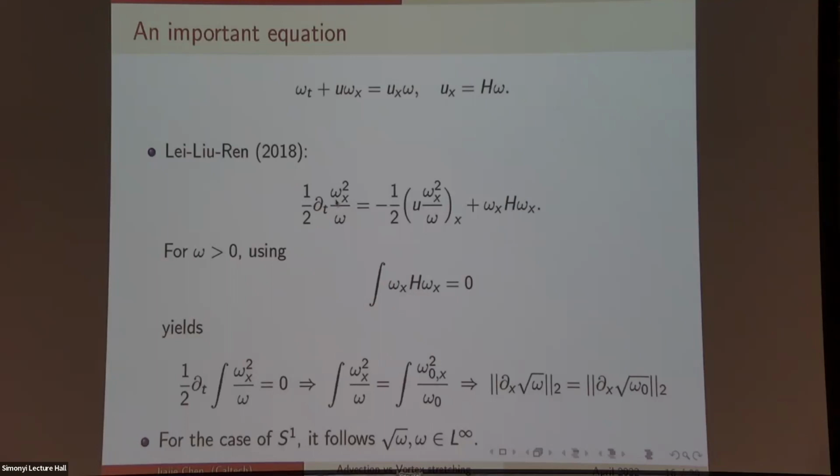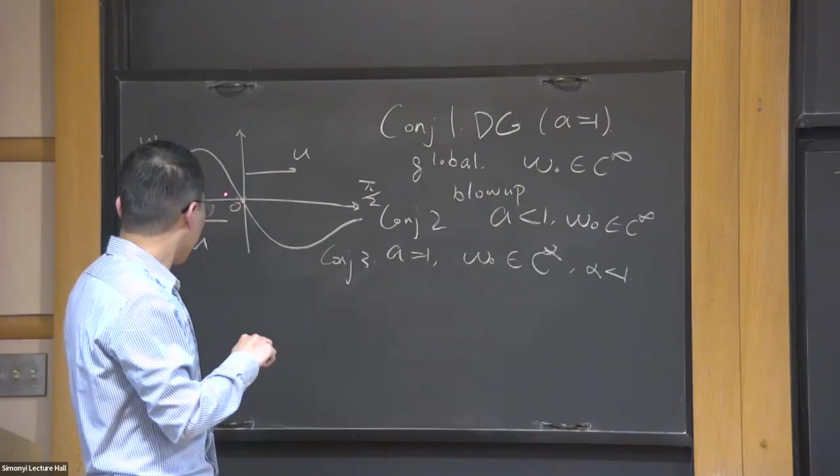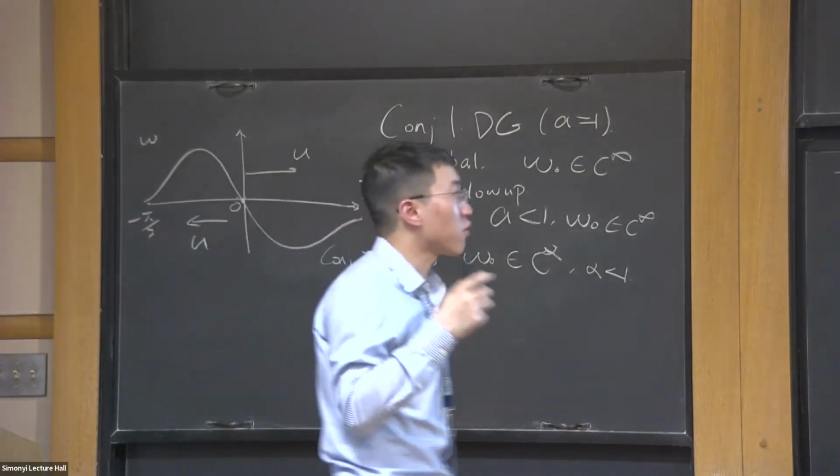This implies that this energy is conserved, and this energy is the H1 norm of the square root of omega. Using Sobolev embedding implies that the vorticity remains bounded in L infinity. Once you have the L infinity control of the vorticity, then you can apply the BKM criterion to control the blowup. That's why they can obtain this global regularity. In our case, however, the solution is odd and changes sign, with at least two zeros, so we cannot apply this argument.